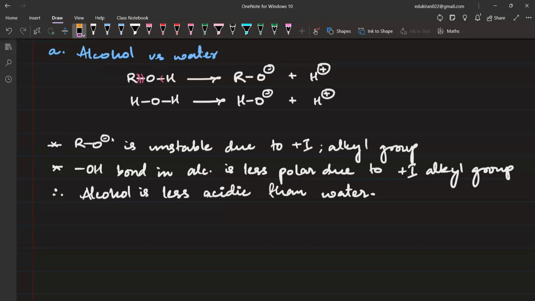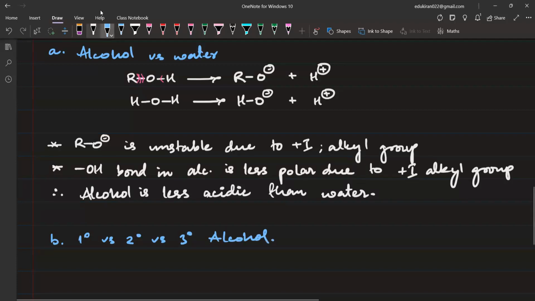Right, next, 1 degree versus 2 degree versus 3 degree alcohol. Now, from this particular discussion that we have seen, we can say that the plus I group is destabilizing the conjugate base and making the alcohol less acidic. Now, in the B part, what we have to see is 1 degree versus 2 degree versus 3 degree alcohols.